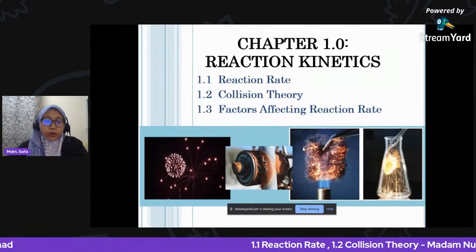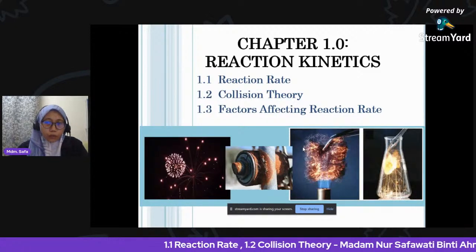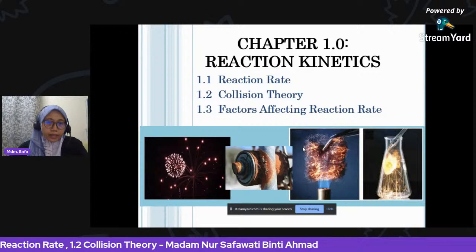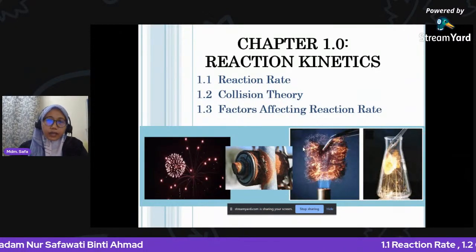For reaction kinetics, I will cover 1.1 reaction rate and 1.2 collision theory. For week 1, you have already learned 1.3 factors affecting reaction rate. So for this week, I will cover 1.1 and 1.2.